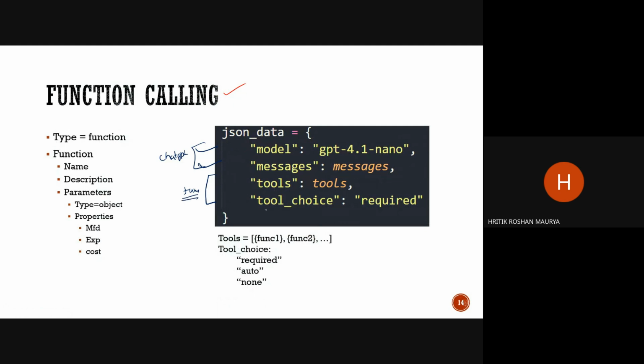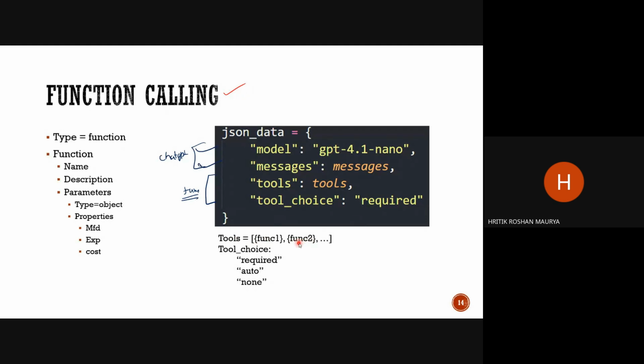For tool choices, there is one field known as tool choices. For the tool choices, there are three important strings. One is required, one is auto, one is none. Required means ChatGPT has to use this tool. There could be multiple tools, there could be multiple functions. Auto means any one of the functions, and none means no function, don't call any function. So tools can have multiple functions. So this is the tools, and it is a list of different functions.